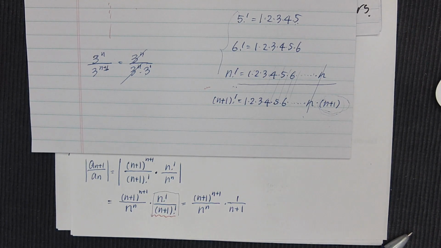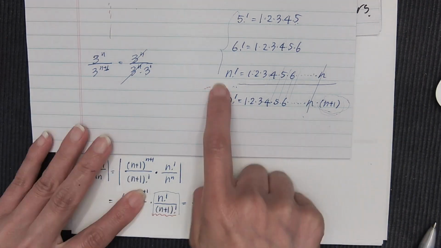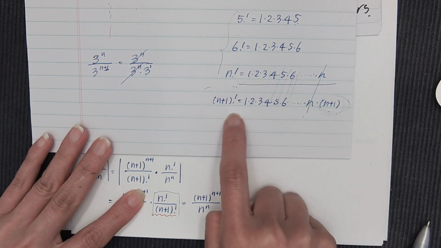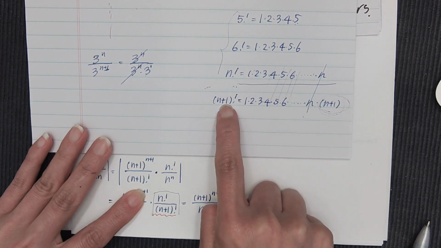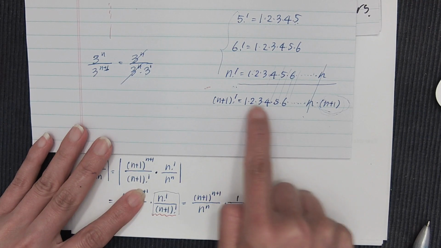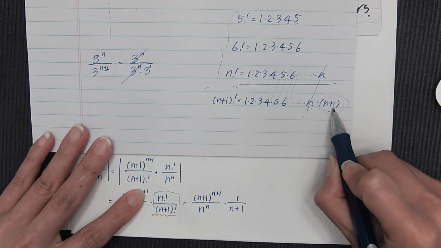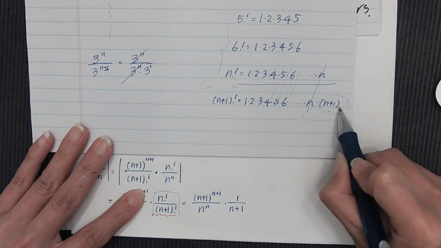Sorry, can you repeat it one more time? Okay, here you go. So look at this guy. This guy, n factorial, right? Until n. n plus 1 factorial means 1 times 2 times 3 times up to n, but I have to go one more because it's one number bigger: n plus 1.